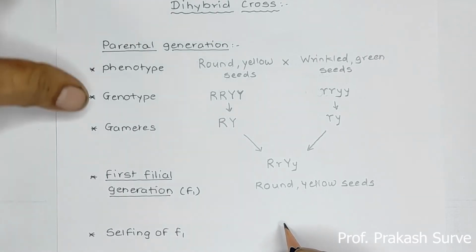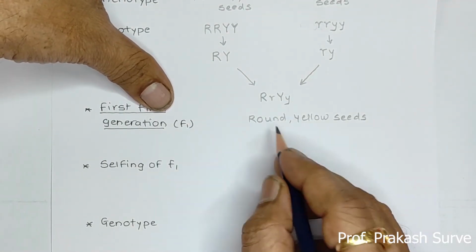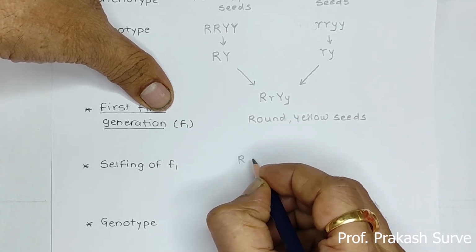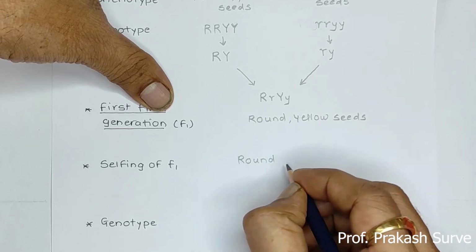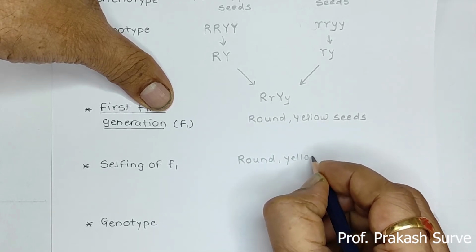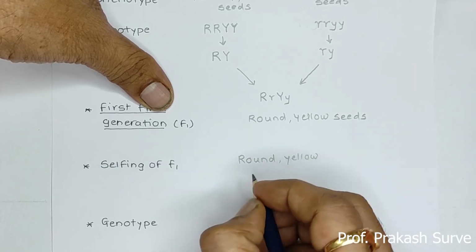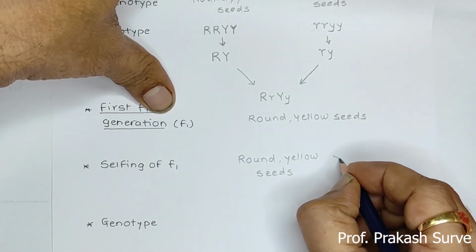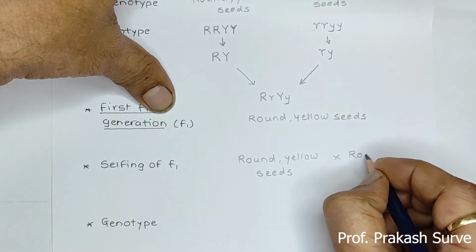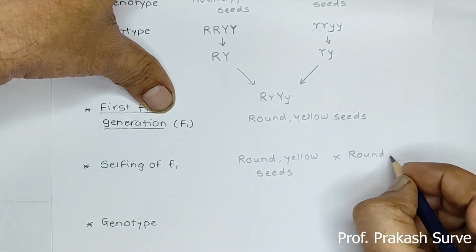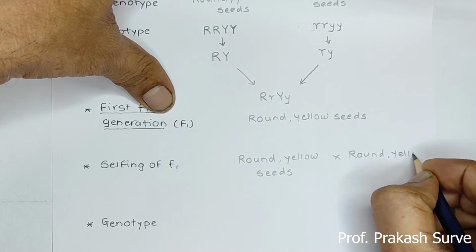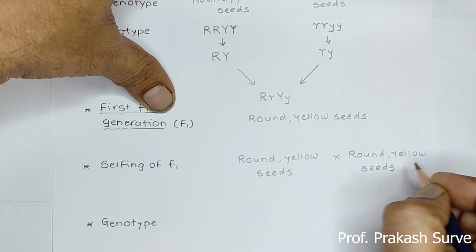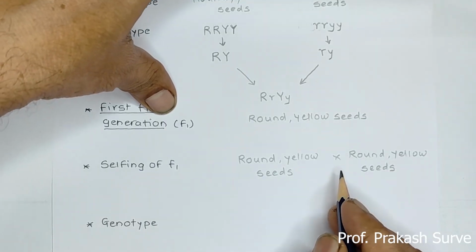Now here we have to do the selfing. So selfing: consider two parents, one as a male and one as a female. Again here, the round yellow seed is one of the parents, crossed with again the same round yellow seeds. So this is the phenotype of the F1.